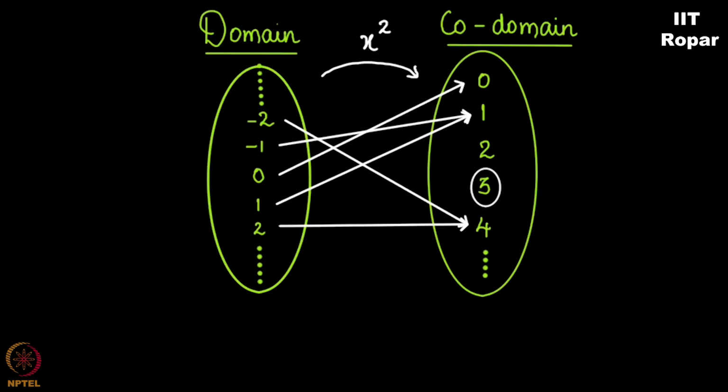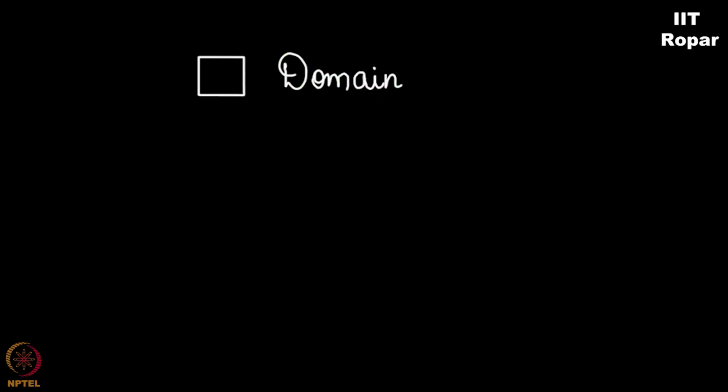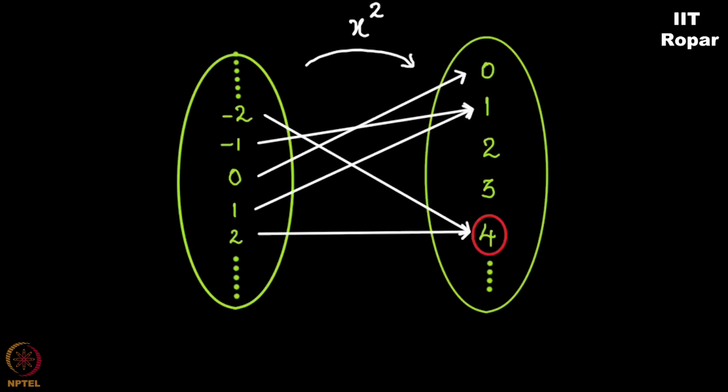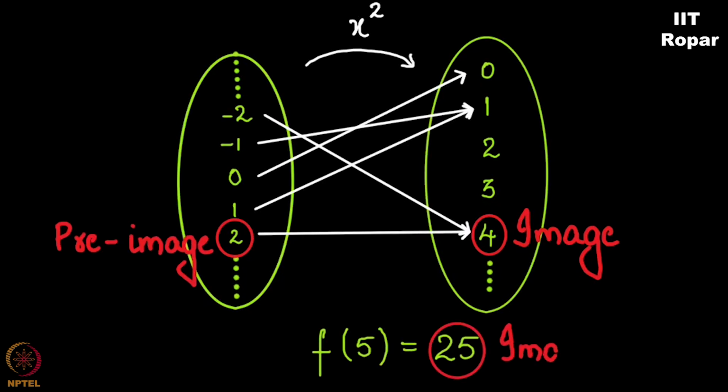Do you see that the subset of this codomain is being mapped by some elements of the domain? And that subset is what goes by the name range. By range we mean a range of values that the function f takes. So you now know what's a domain, what's a codomain, and what is a range. You say 4 to be an image of the element 2, and 2 is a pre-image of 4. 25 is an image of 5, and 5 is the pre-image of 25.